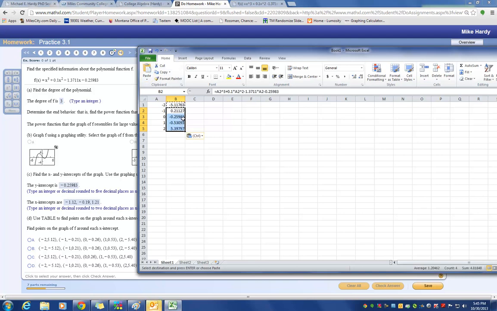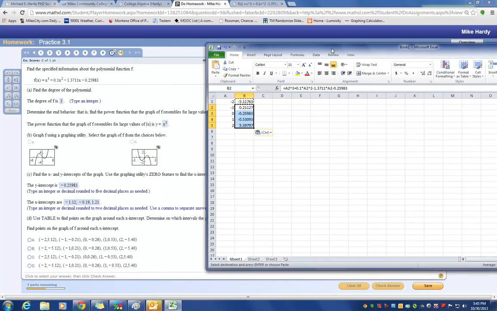And so now each of these cells is f of negative 2, f of negative 1, f of 0, 1, and 2. Okay? And so we've got these items here. And so which one of these is correct? Let's see. The first one has negative 2 paired with positive 5.12, so that doesn't work. The second one might work. Let's check negative 1 paired with positive 0.21.